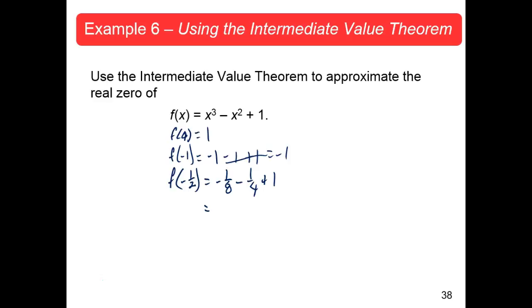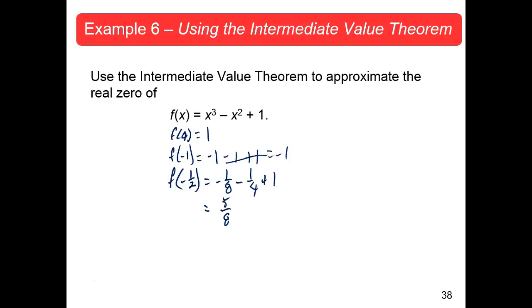Well, negative 5/8. I mean positive 5/8. Okay, because you have negative 3/8 plus 8/8. Yeah. Okay, so what does that tell you? Is between what and what? Negative 1/2 and negative 1, because here it's positive, there it's negative.